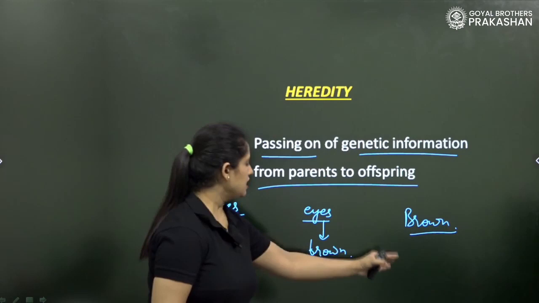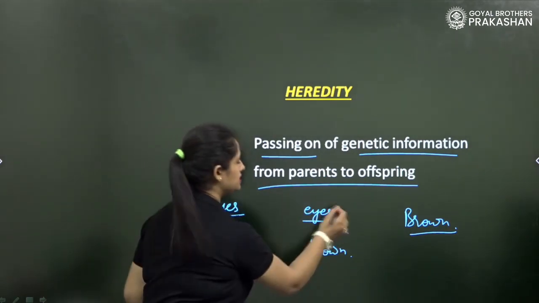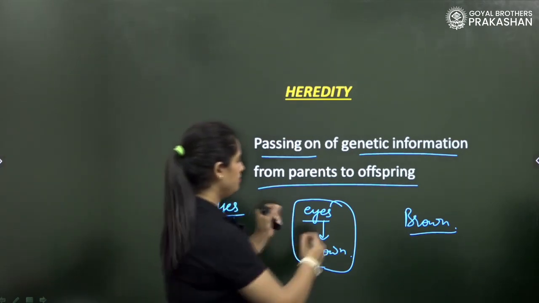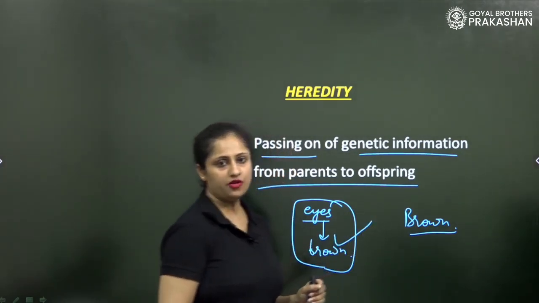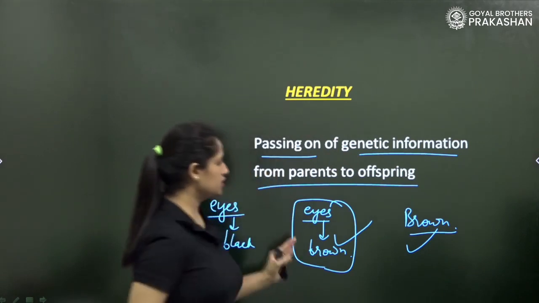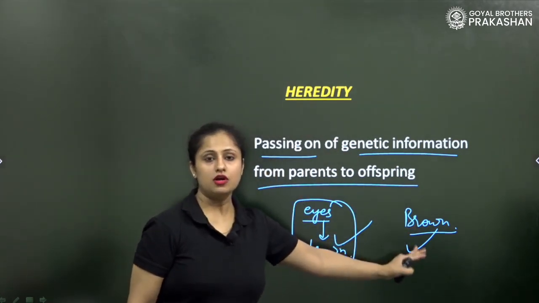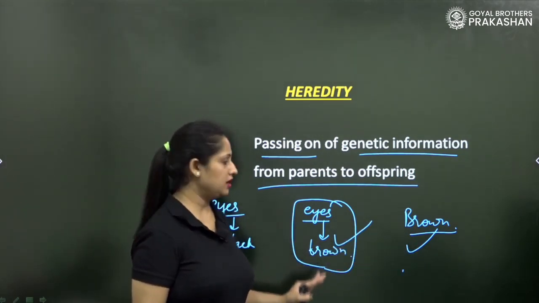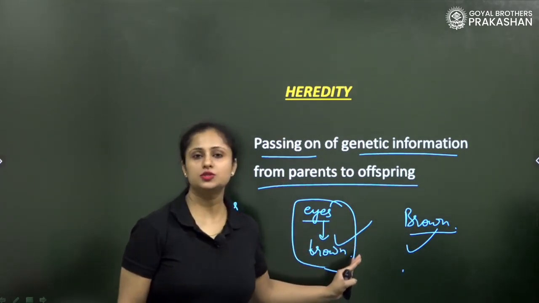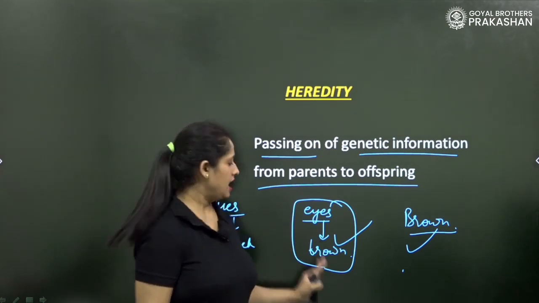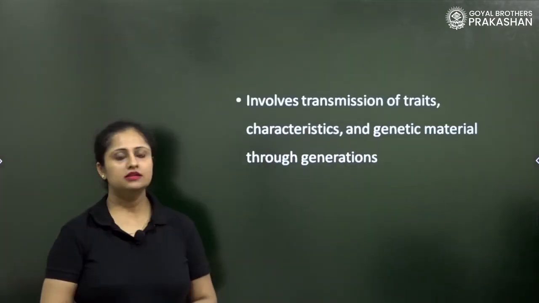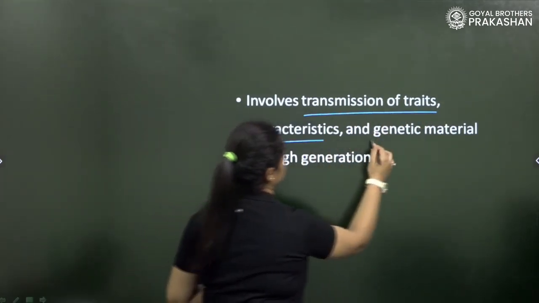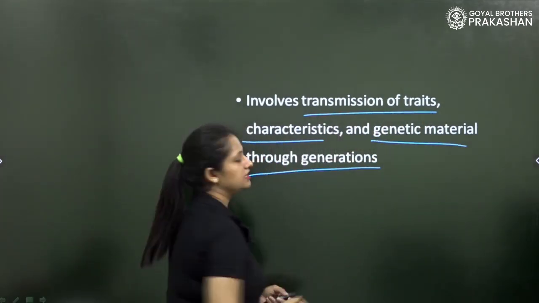So it means from your father's side, the paternal gene is passed from the body of your father to your body. So you have observed in you the color of the eye which is similar to your parent, and if I talk about the specific parent, then your father has brown eyes. So it involves the transmission of traits, characteristics and genetic material through generations.